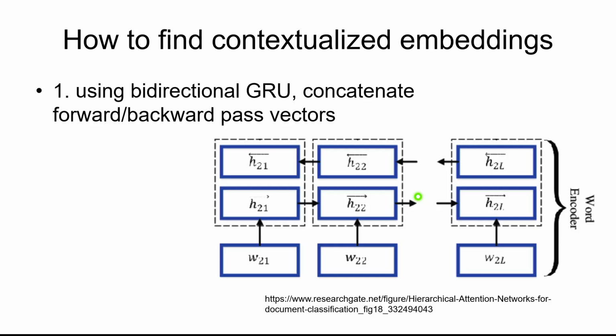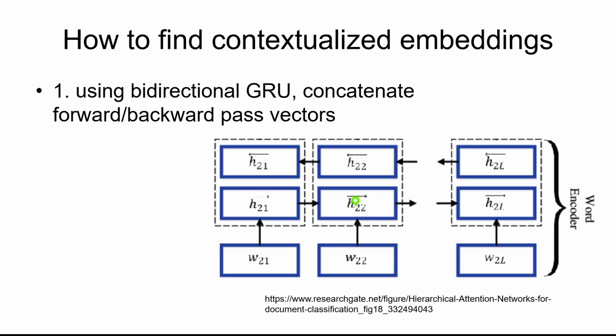So for example, if we look at a sentence consisting of L words, it goes from word W_1 all the way to word W_L. We want to have two GRUs. The first GRU goes from left to right, and the other goes from right to left. That's why it's called bidirectional. If we go from left to right, each word can see all the words before it, and if we go from right to left, each word can see all words after it.